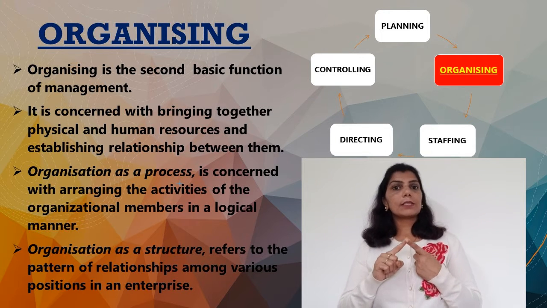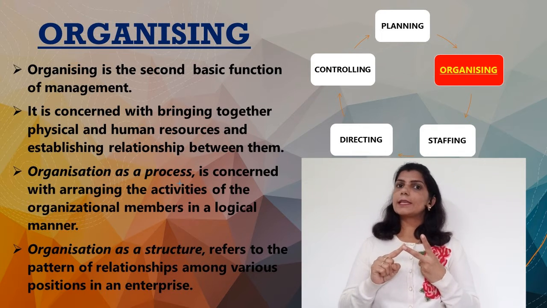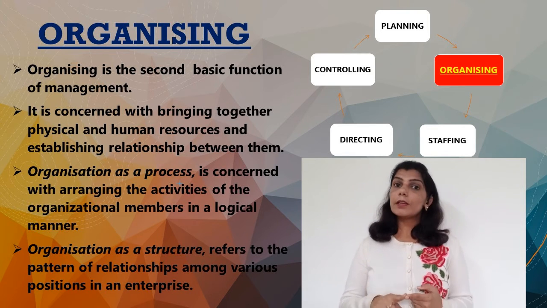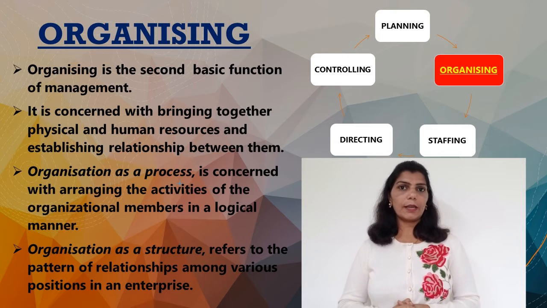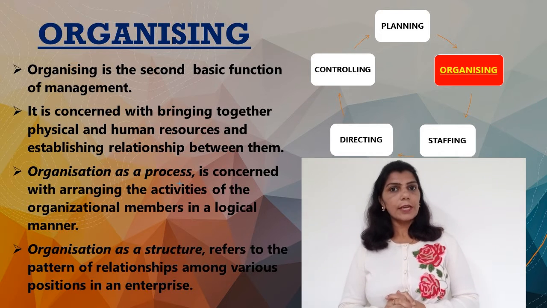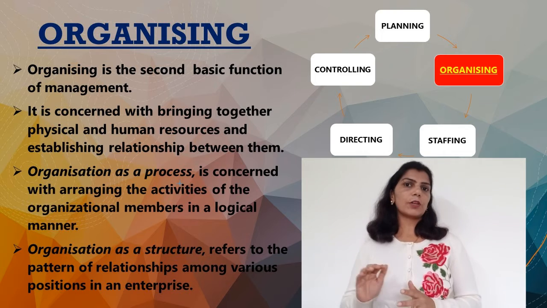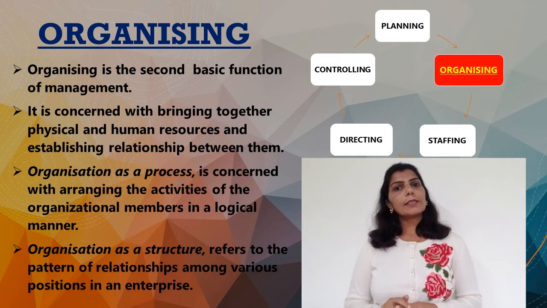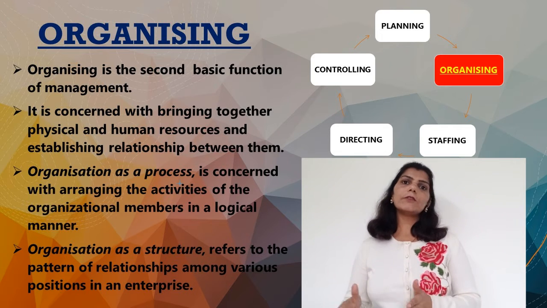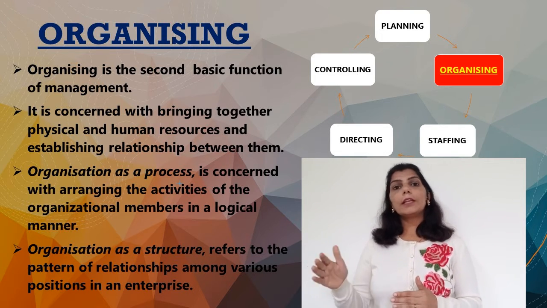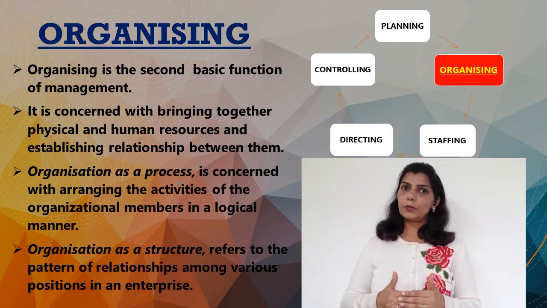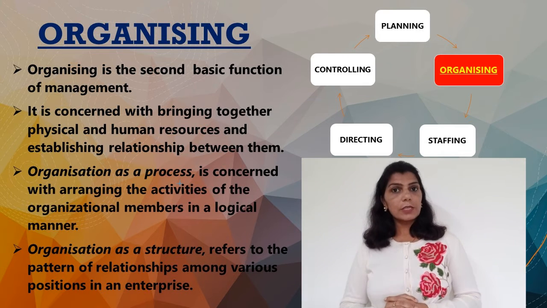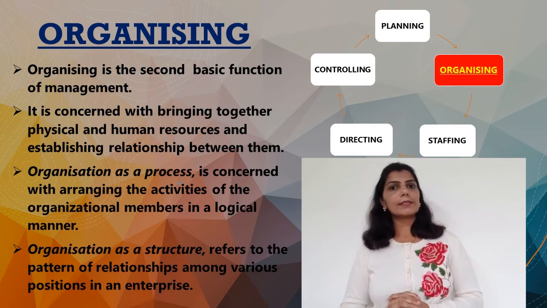Now, the term organizing is often used in two different senses. First, organizing as a structure, and second, organizing as a process. Now, organizing as a structure establishes a pattern of various positions in the enterprise on the basis of authority and responsibility for the smooth functioning of the enterprise. And organizing as a process arranges the various activities of the enterprise in a logical way so that individual efforts can be coordinated with the group efforts to achieve the goals of the organization. Now, the process of organizing consists of various steps.